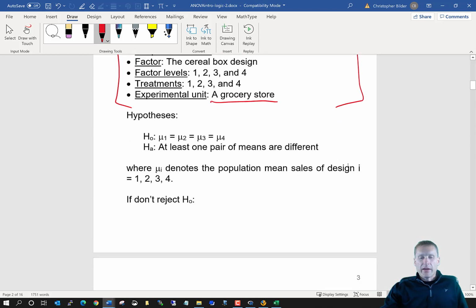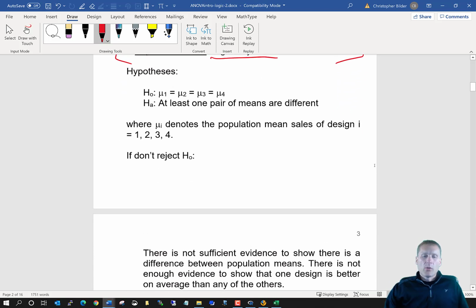So in analysis of variance then, for this particular situation, we're interested in the following hypotheses. The null hypothesis is that the mean number of cereal boxes sold for design type 1, 2, 3, and 4 are all equal to one another. So for example, this mu1 basically represents a large population of stores that would have, let's say, design number 1. Mu2 will be a large population of stores that would focus on design number 2, and so on. Obviously, that would be very costly to apply to a large number of stores.